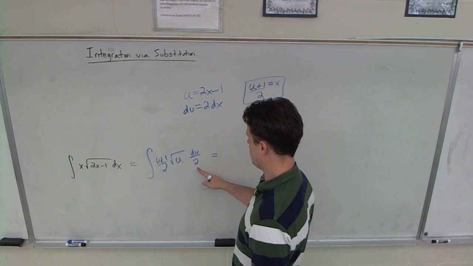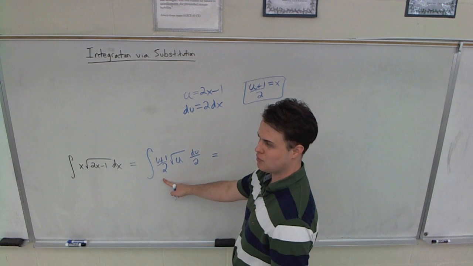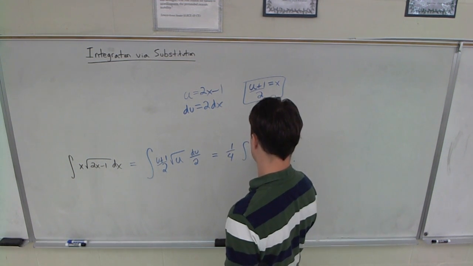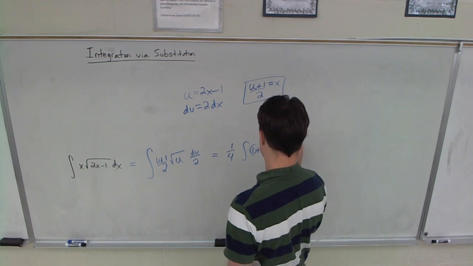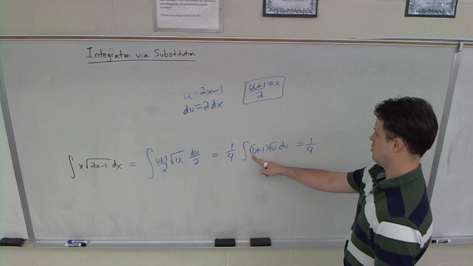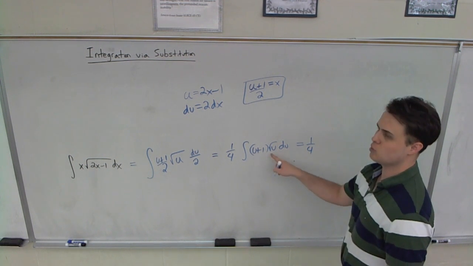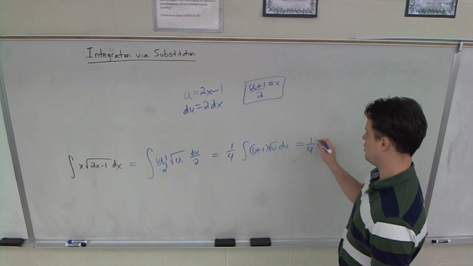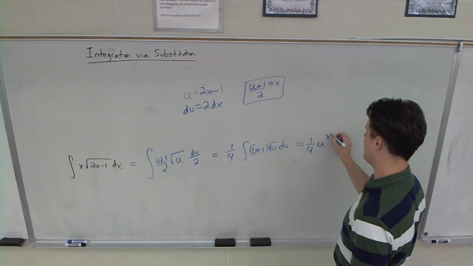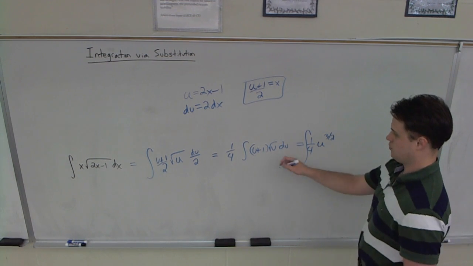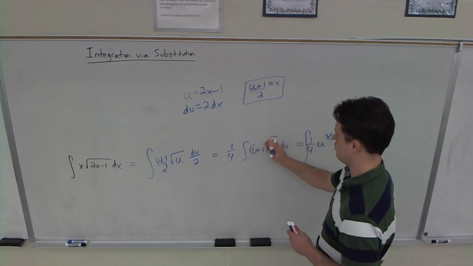u plus 1. 1/2 times 1/2 is 1/4. That's outside. That can be distributed, because then you have u plus 1. What's u times root u? That's u to the 3/2. I'm still in my integral, right? Can't you simplify that first? So you gotta do it this way.